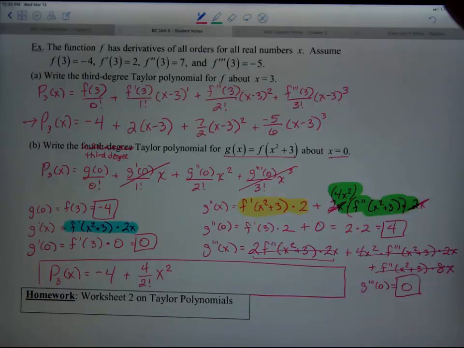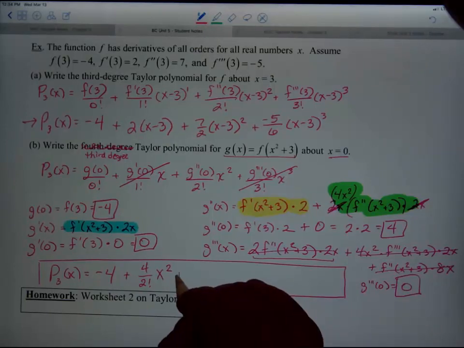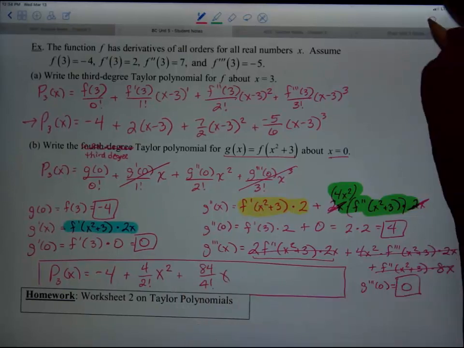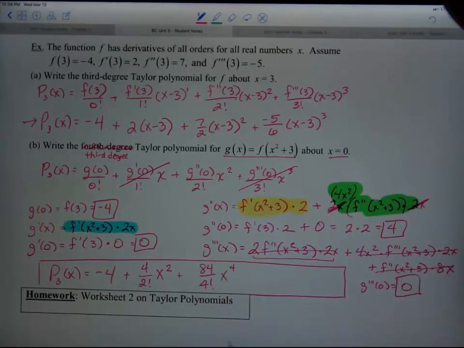Now if you want to have a challenge and write it, I'll tell you right now that the next term is going to be 84 over 4 factorial x to the 4th. If you want to go home and try it. If you want to go all the way out to the 4th.